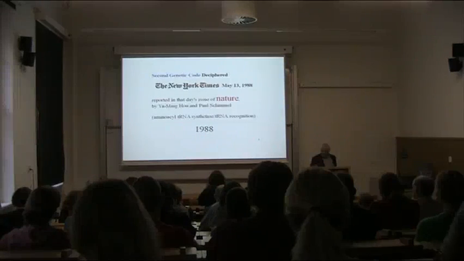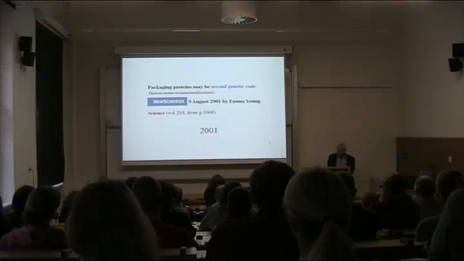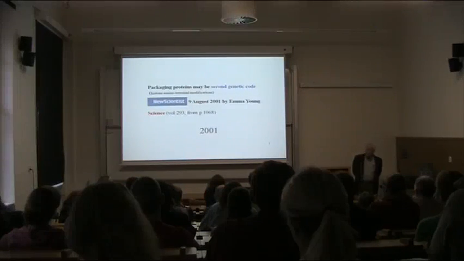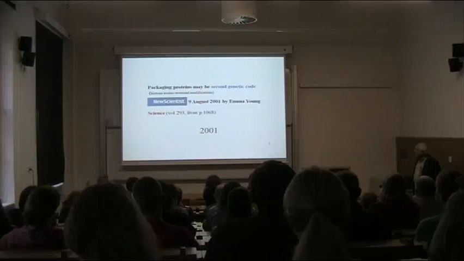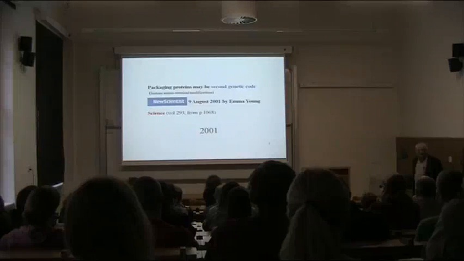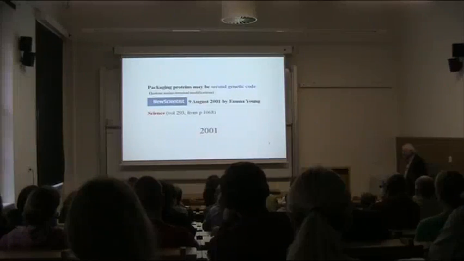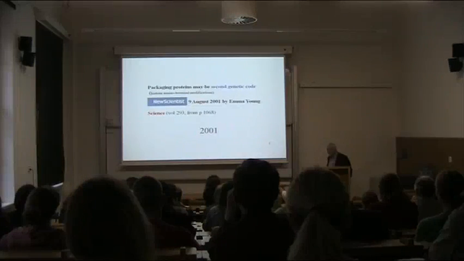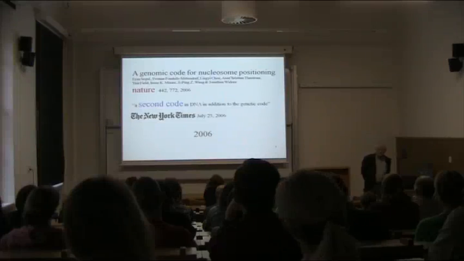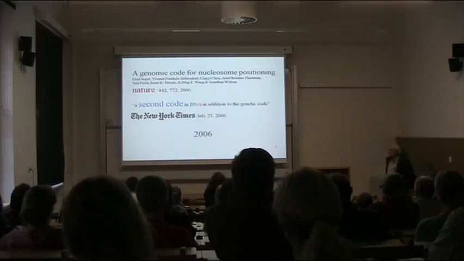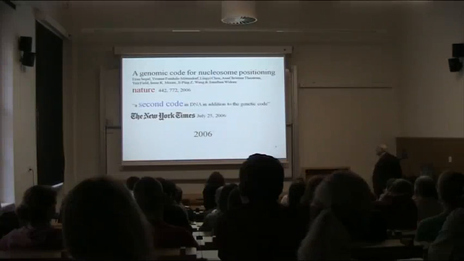But 13 years later, another second genetic code has been discovered. That time it was about modifications of histones. And nobody really thought that it is funny that we already have one second genetic code. What about the other one? That pattern perpetuated, and in the year 2006 we got a third second genetic code published in Nature. This time it was about nucleosome positioning.